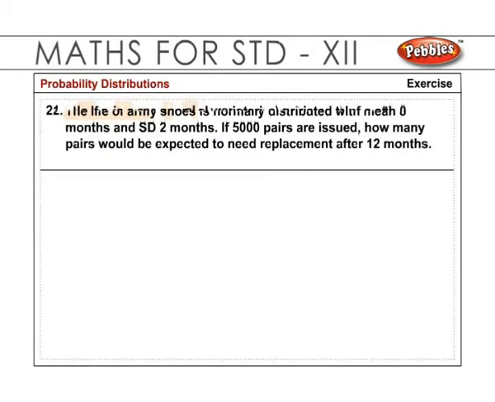The life of army shoes is normally distributed with a mean of 8 months and a standard deviation of 2 months. If 5,000 pairs are issued, how many pairs would be expected to need replacement after 12 months?